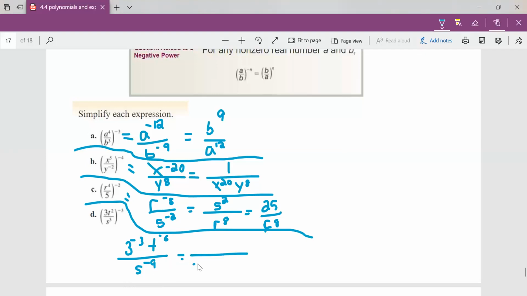3 to the negative 3 is going to come down here as 3 to the positive 3. t to the negative 6 is also going to come down as a positive 6. And s to the negative 9 is going to come up top as a positive 9. The only thing we could possibly do is say 3 to the 3rd is simplified, 27. So I have s to the 9th over 27 t to the 6.